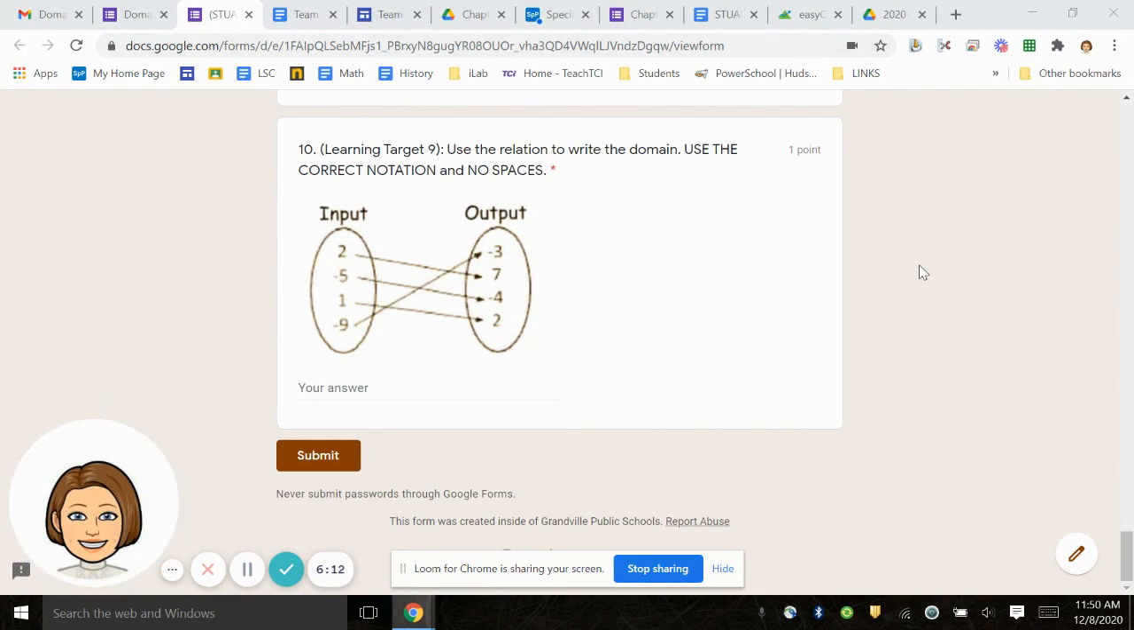Number 10, use the relation to write the domain. Use the correct notation and no spaces.